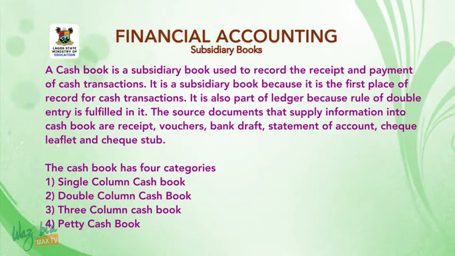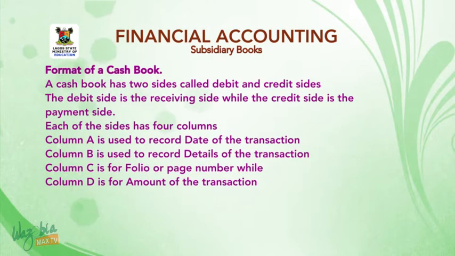The source documents that supply information into the cash book are receipts, vouchers, bank draft, statement of account, check leaflet, and check stub. The cash book has four categories. 1. Single column cash book. 2. Double column cash book. 3. Three column cash book. 4. Petty cash book.